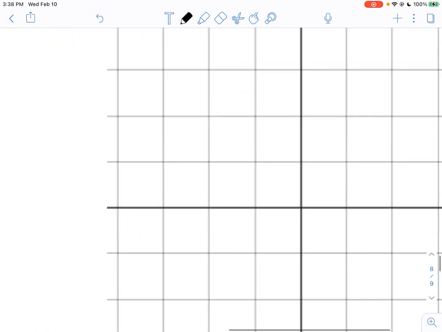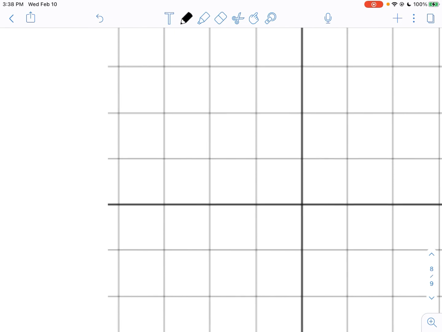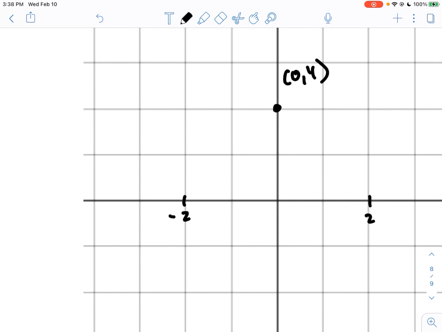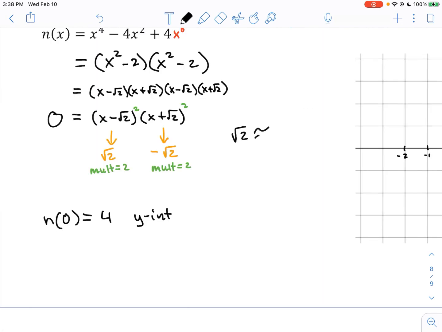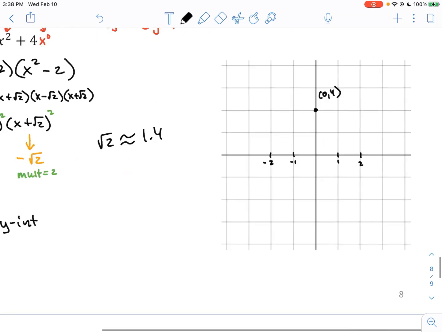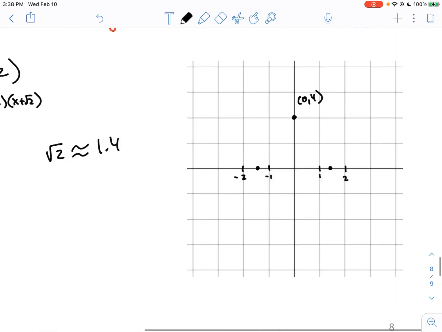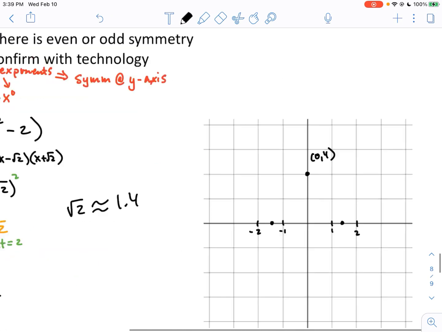I'm going to do different scales. Each block is 1 horizontally, but vertically each block is 2. So this would be 2, 4, 6, etc. So 0, 4 is our y-intercept. I'll put that right there. Horizontally, we'll do a different scale. Let's make that negative 2 and positive 2, negative 1 and positive 1, etc. Radical 2 is approximately 1.4. So we have x-intercepts at negative radical 2 and positive radical 2. Those are the x-intercepts. And the graph starts high.